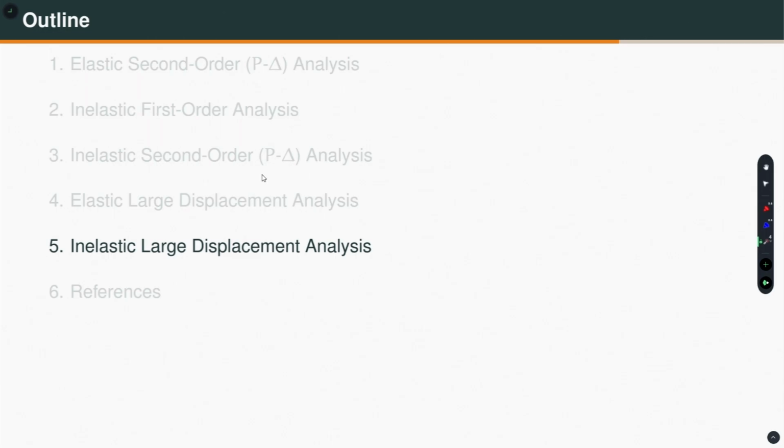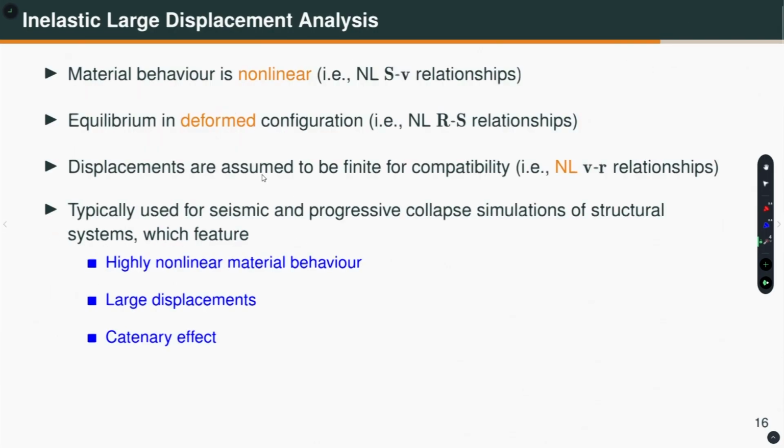It considers all sources of nonlinearity. Material behavior is nonlinear, the equilibrium is in the deformed configuration, that means nonlinear RS relationship. Displacements are also finite for compatibility, that means nonlinear VR relationship. When do we use this? In civil engineering or structural engineering, these are typically used, some examples would be seismic or progressive collapse simulation of structural systems.